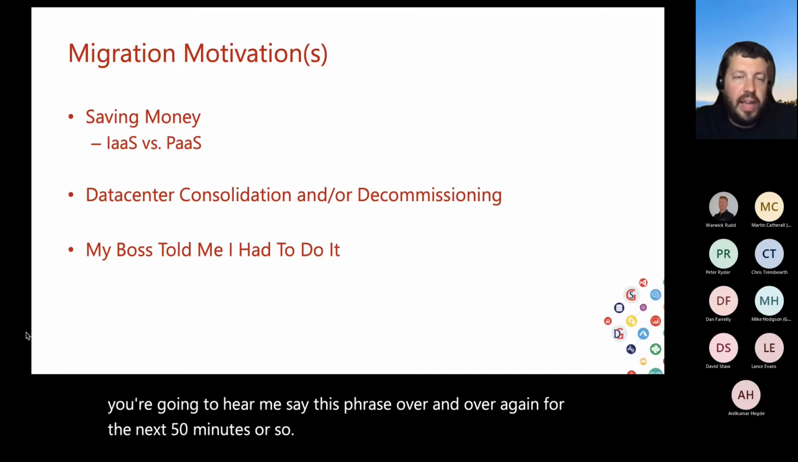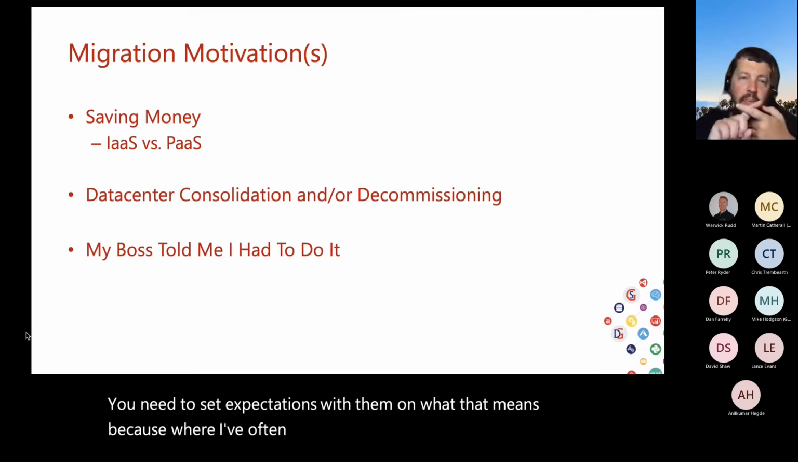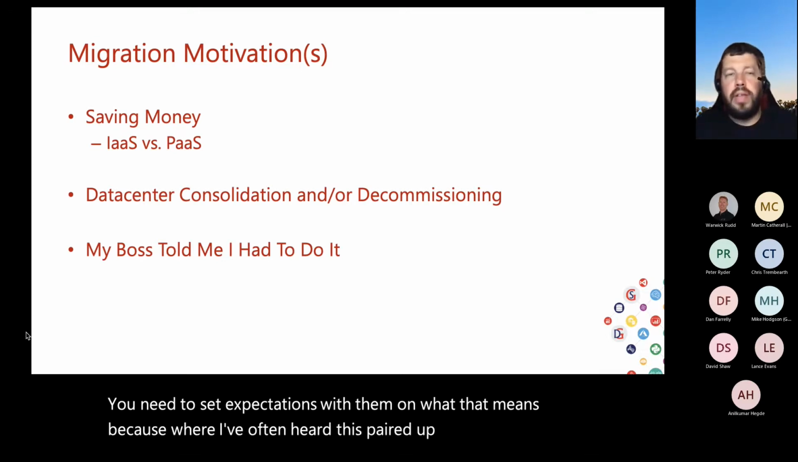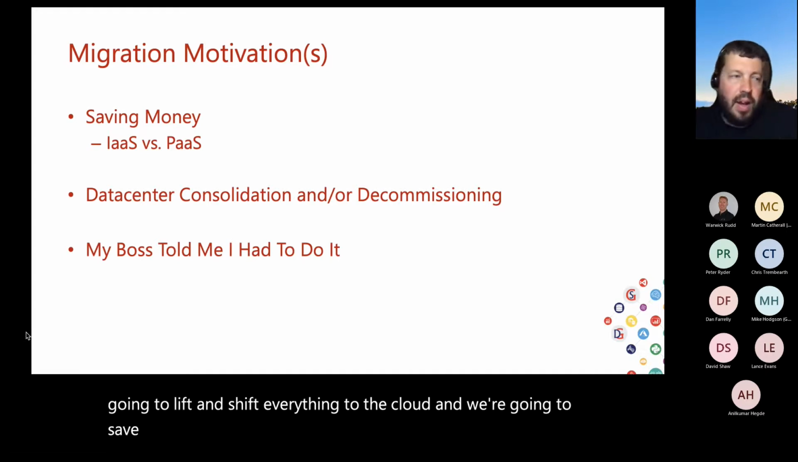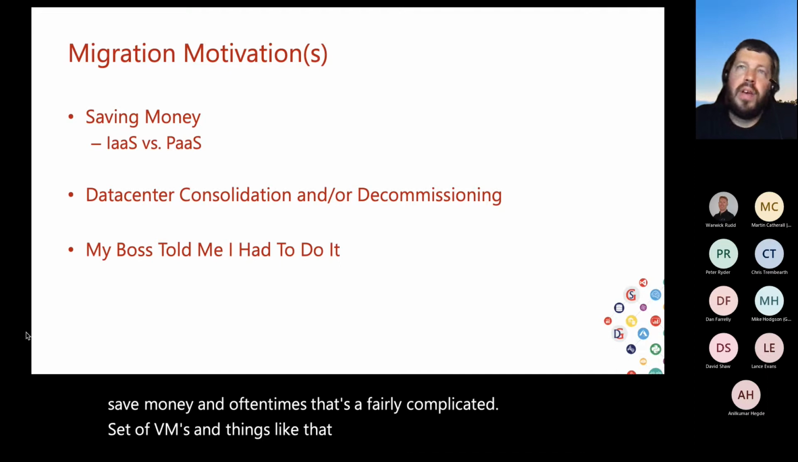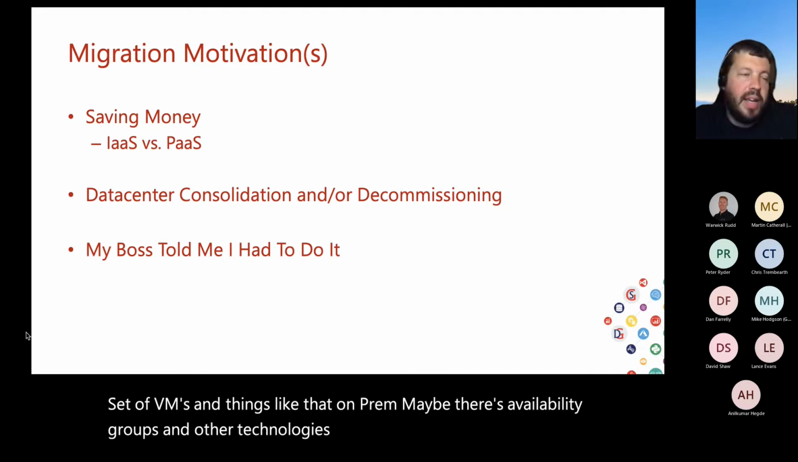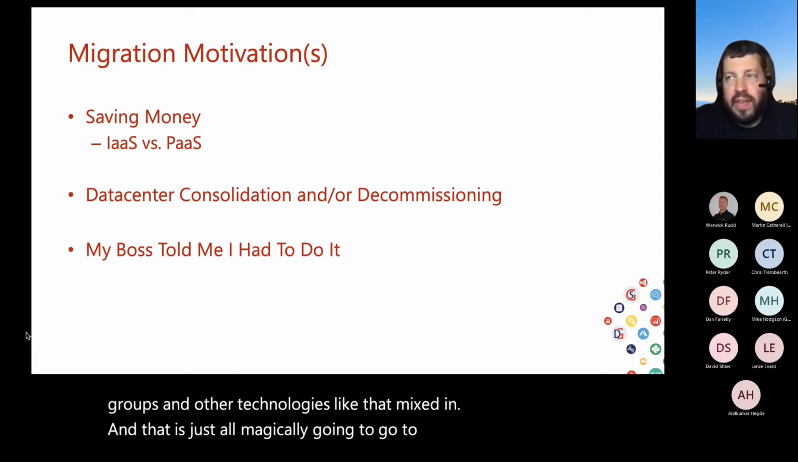You need to set expectations with them on what that means, because where I've often heard this paired up with, well, we're going to lift and shift everything to the cloud and we're going to save money. And oftentimes that's a fairly complicated set of VMs and things like that on-prem. Maybe there's availability groups and other technologies like that mixed in, and that is just all magically going to go to the cloud and somehow cost less.